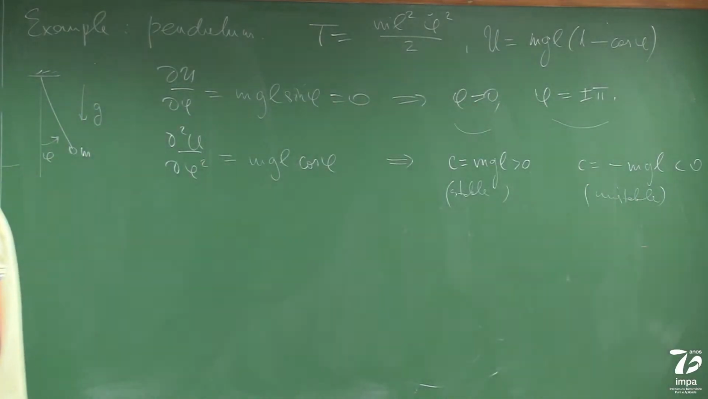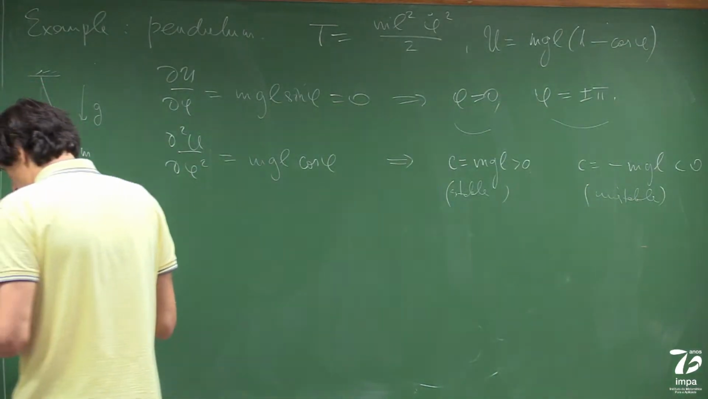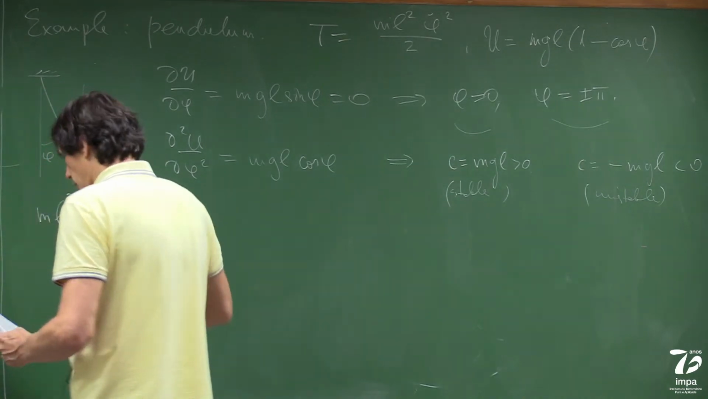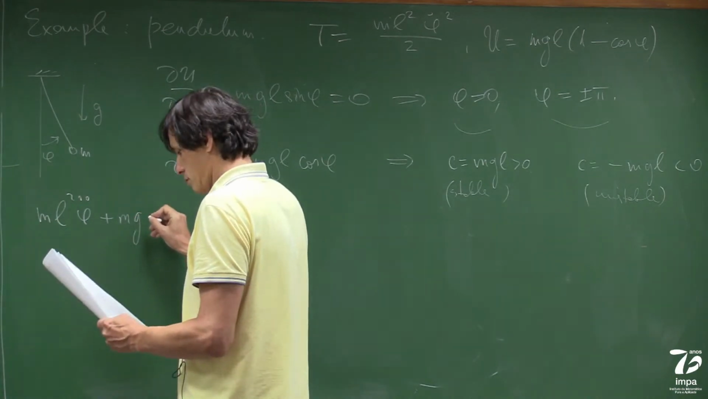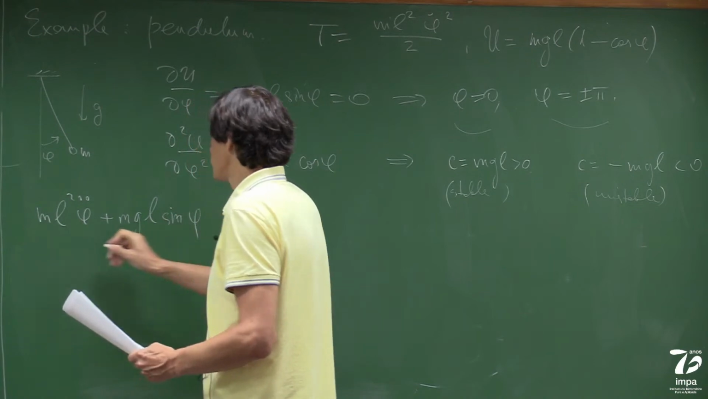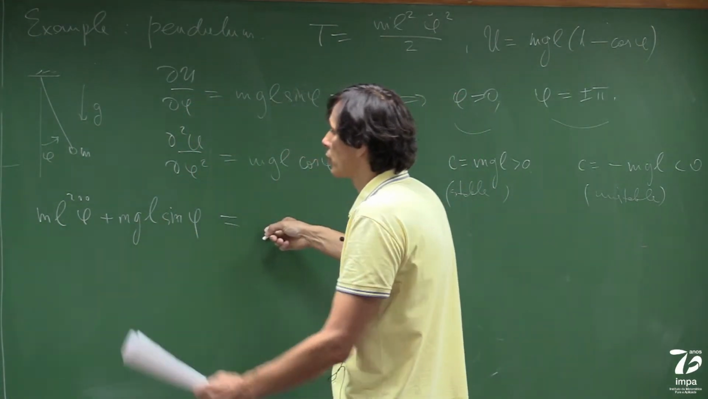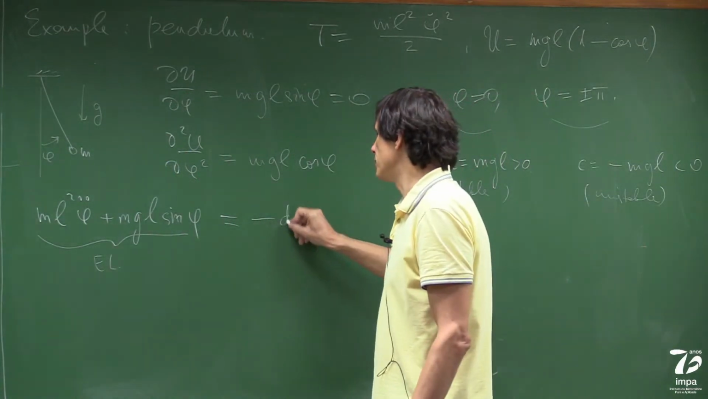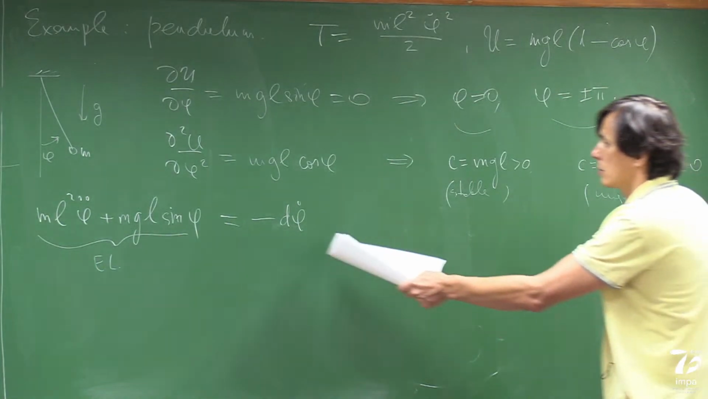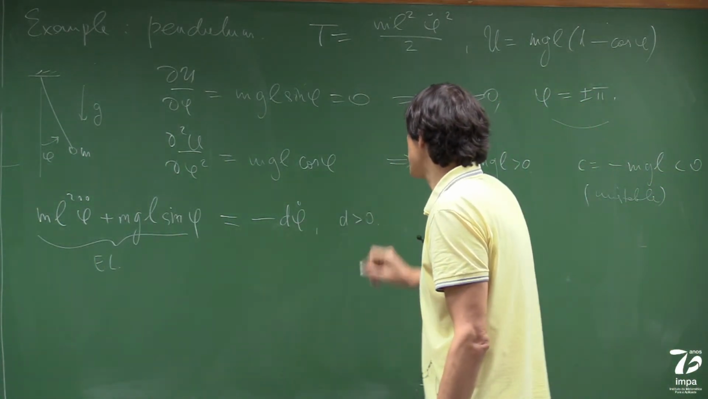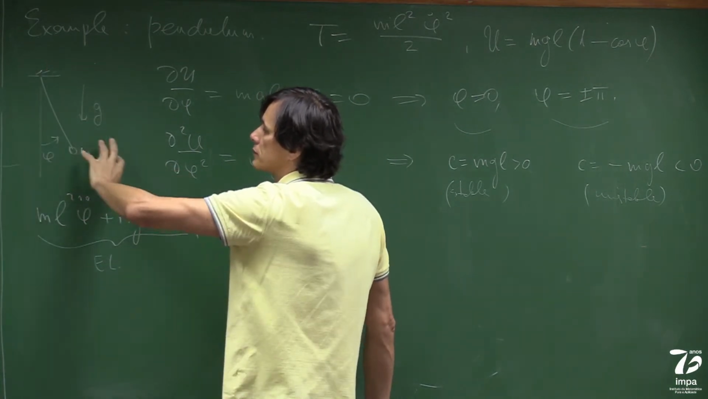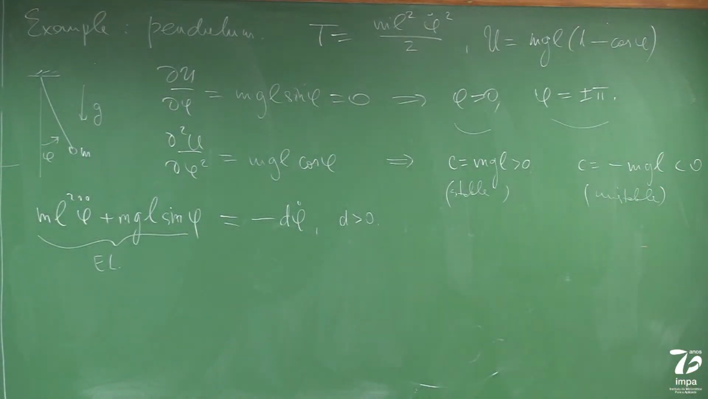So let's now add the dissipation. The equation of motion that we had before is mgl sine phi. This is the Euler-Lagrange equation for our pendulum. And if you put dissipation, you put minus d phi dot here. So this is our dissipative term with d positive. This kind of friction, for example, either describes friction at the upper point, or if there is air, or if the pendulum is in water. So that's resistance of the medium.